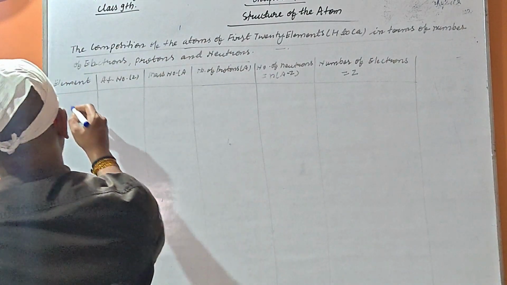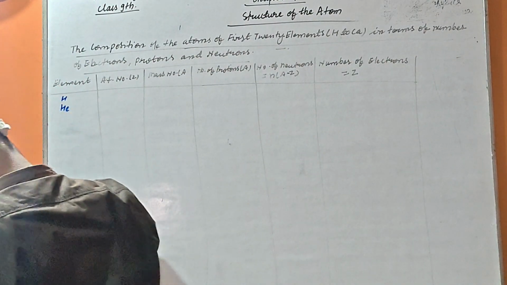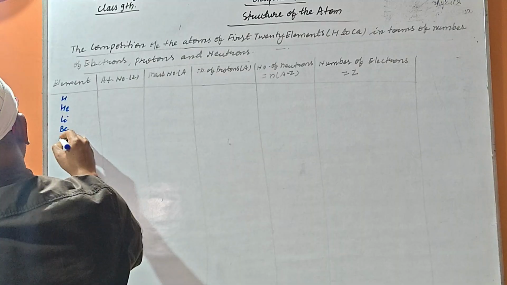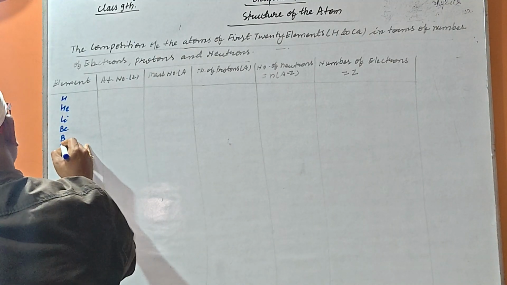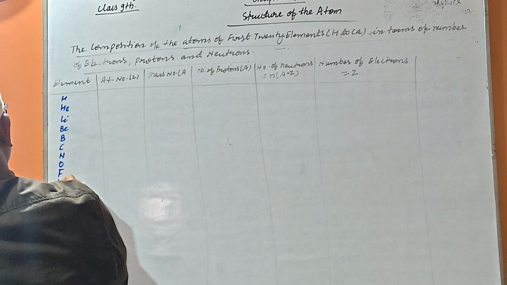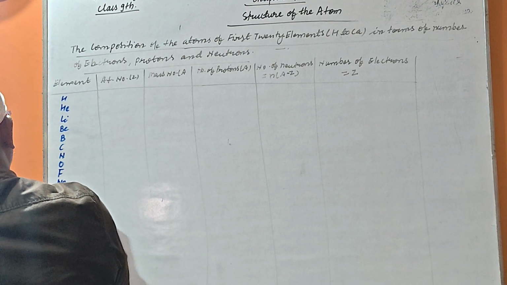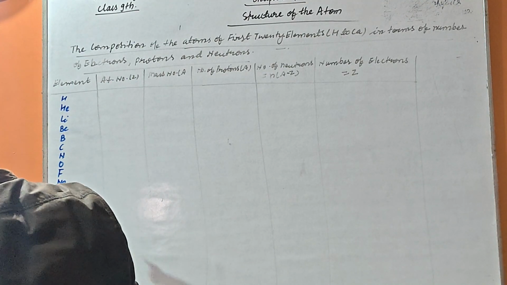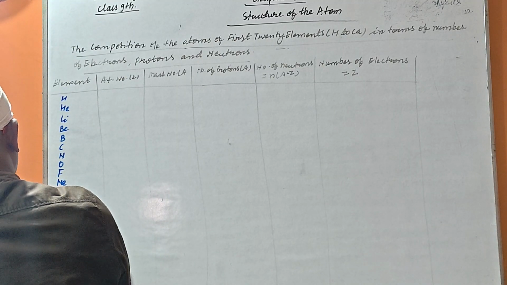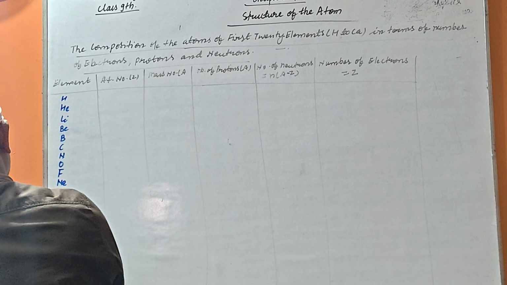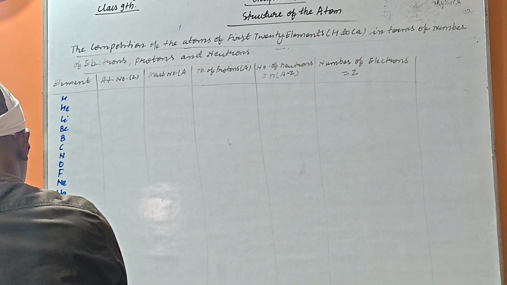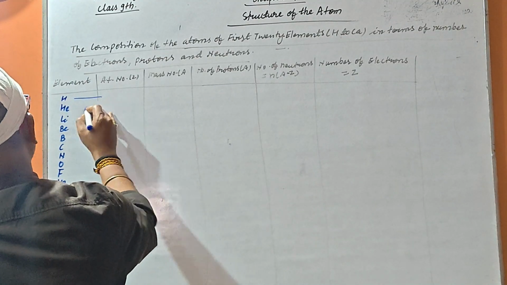After that we start. The first is hydrogen, second is helium, third is lithium, beryllium, boron, carbon, nitrogen, oxygen, fluorine, neon, sodium, magnesium, aluminum, silicon, phosphorus, sulfur, chlorine, argon, potassium and calcium. Let us start with hydrogen.